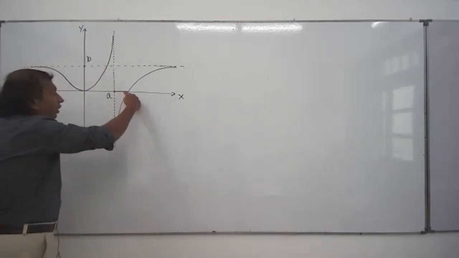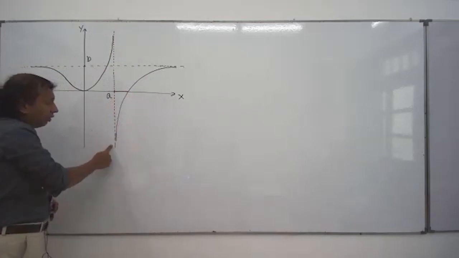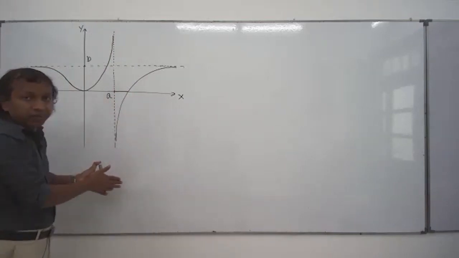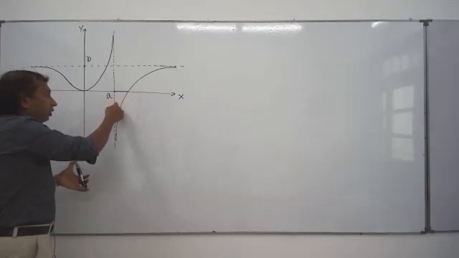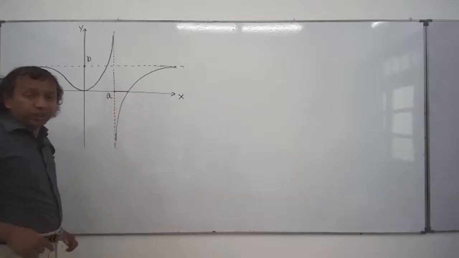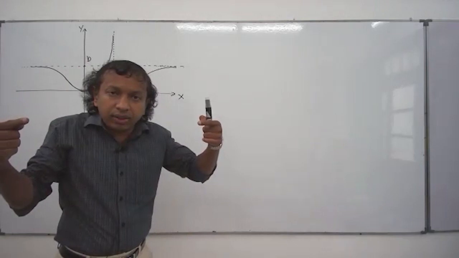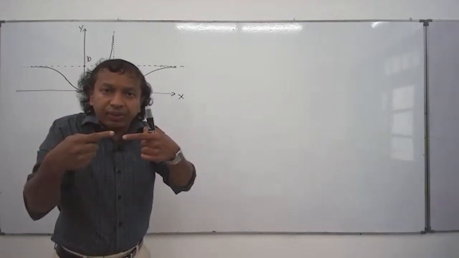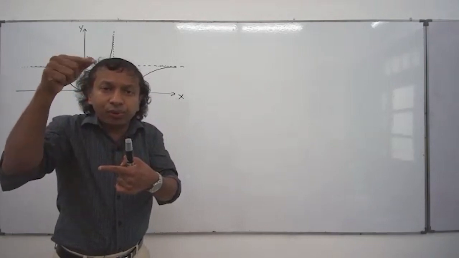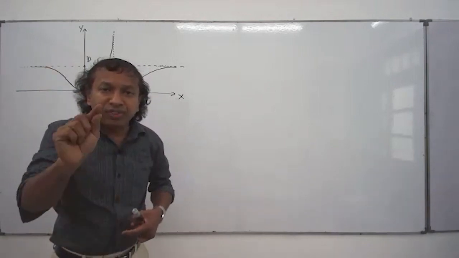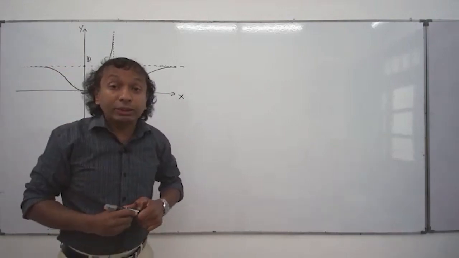And when I come to this A from the other side, again this graph and the vertical dotted line become parallel. That says, when we come to this A from the right, this y value is going to negative infinity. People, when we go to a particular x value from either side, if the y coordinates of the graph go to plus infinity or minus infinity, we say at that x value the graph has a vertical asymptote.